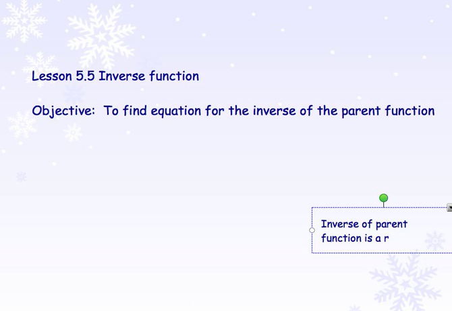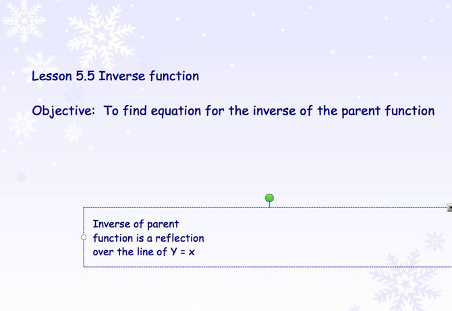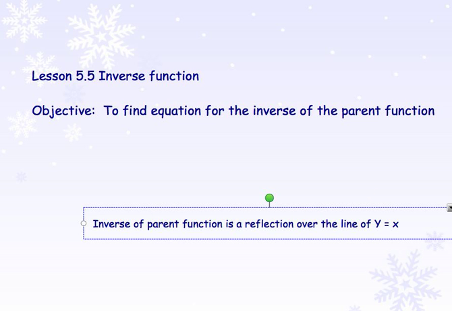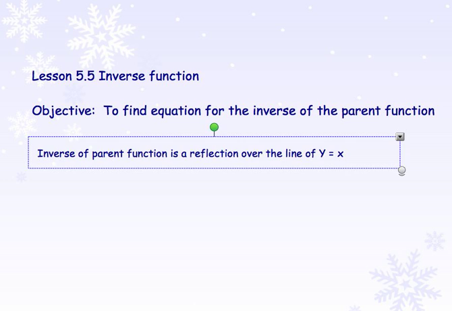is a reflection over the line of y equals x. That's just a diagonal line that has a y-intercept of 0 and the slope of 1.